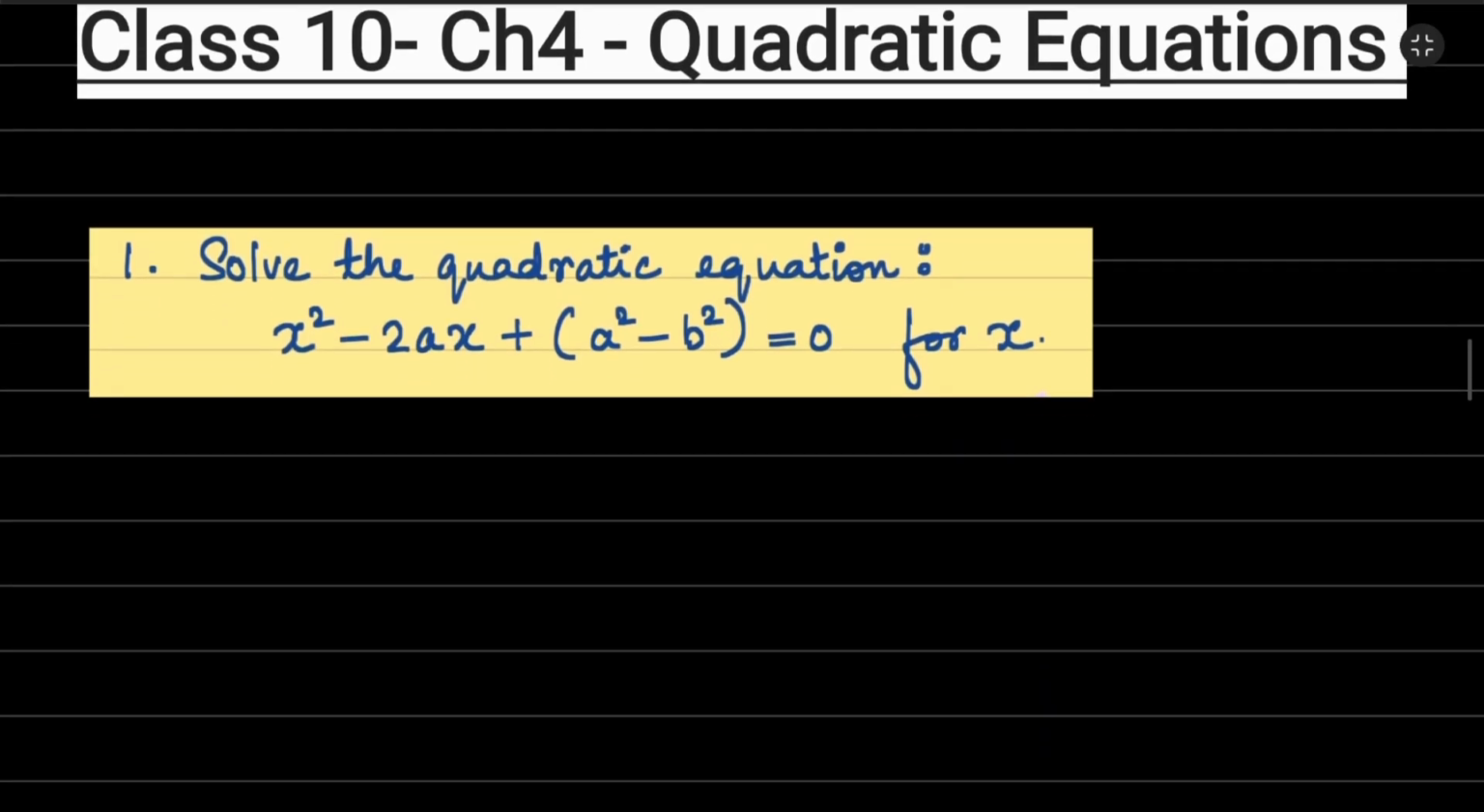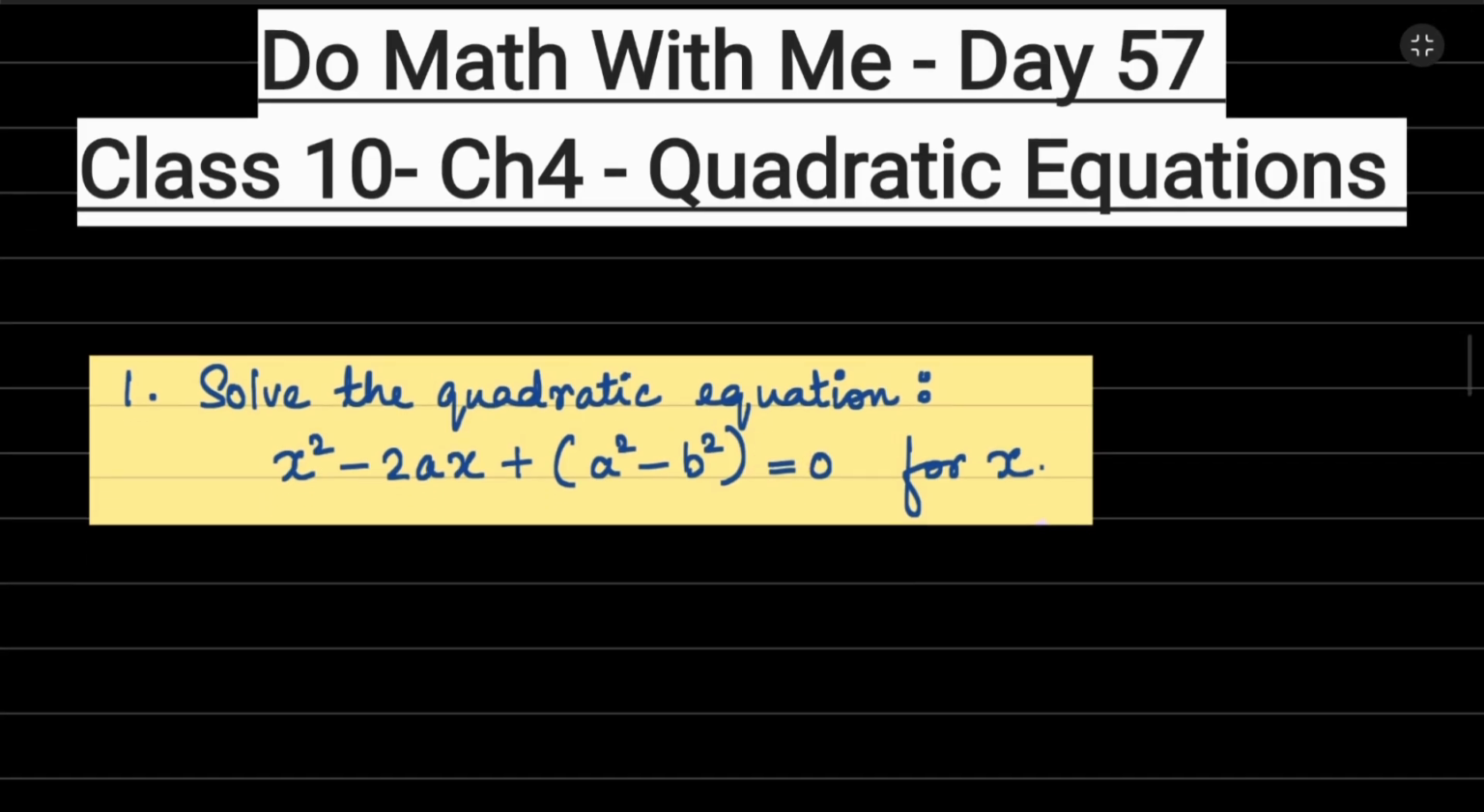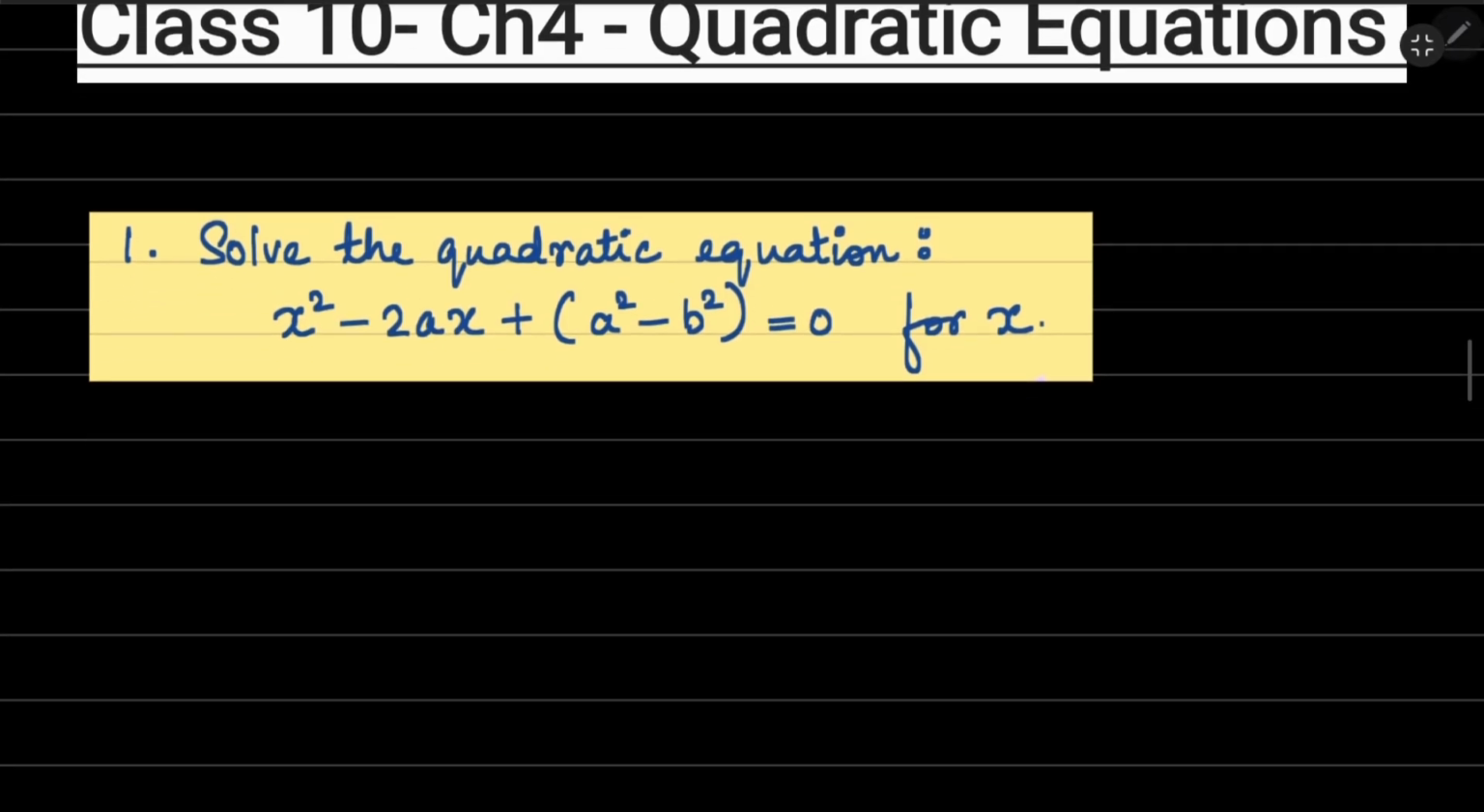The first question is: solve the quadratic equation. You are given a quadratic equation, which means the highest power of the variable is 2. The variable here is x, and you have an equality sign with an LHS and RHS, which balances the terms on both sides, so it becomes an equation. Let's solve it. This is quite an important question.